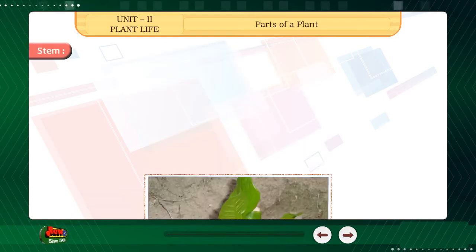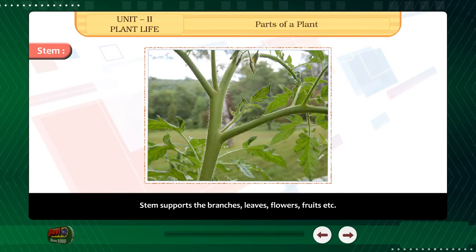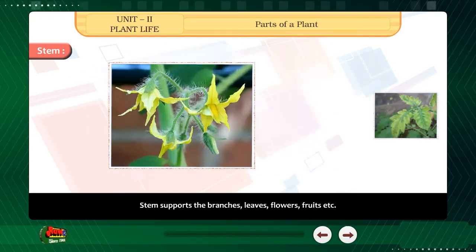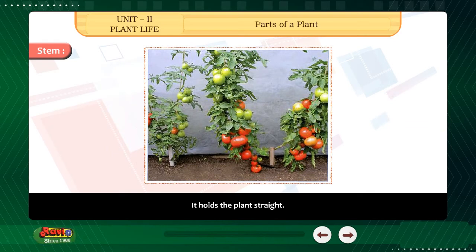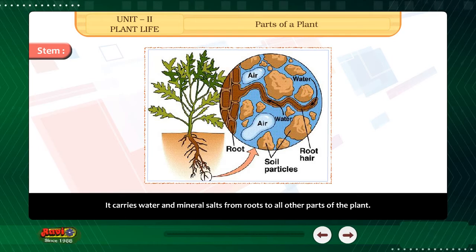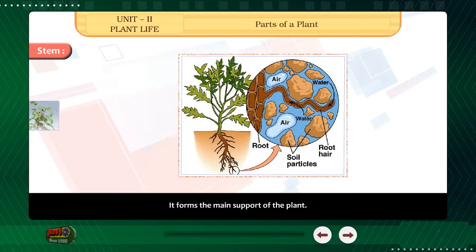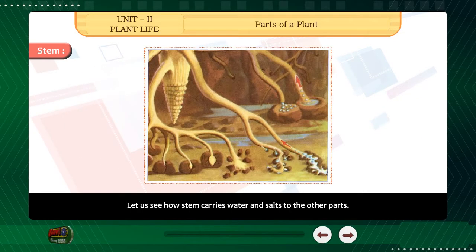Stem. The part of the plant above the ground is called stem. Stem supports the branches, leaves, flowers, fruits, etc. It holds the plant straight. It carries water and mineral salts from roots to all other parts of the plant. It forms the main support of the plant. Let us see how stem carries water and salts to the other parts.